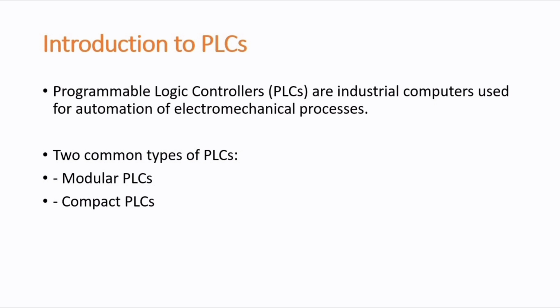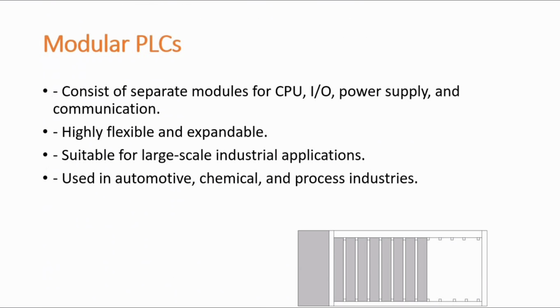PLC has two common types, modular PLCs and compact PLCs. Now let's discuss the modular PLCs first. As you can see on the bottom right corner of the screen, a modular PLC consists of separate and interchangeable modules which allows them for high customization and expandability. The key components of a modular PLC are CPU, power supply module, input-output module, and communication modules. The modular PLCs are suitable for large-scale industrial applications, for example, automotive, chemical, and process industries.